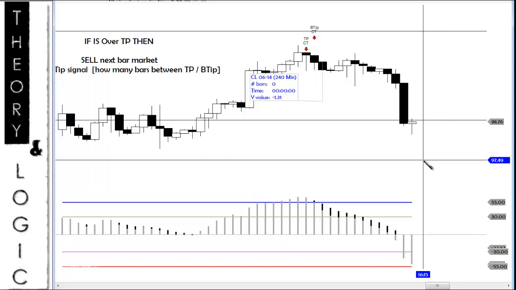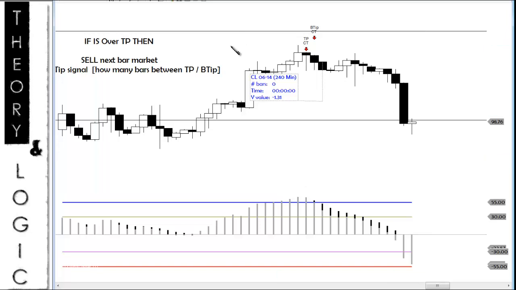Or I can say trail the stops. Trail the stops based on what? I can add my fib dots. Then the fib dots have multiple variables or parameters that can be modified and changed. Okay? So there was an entry, there was sell next bar market, and this turned into a beautiful trade.